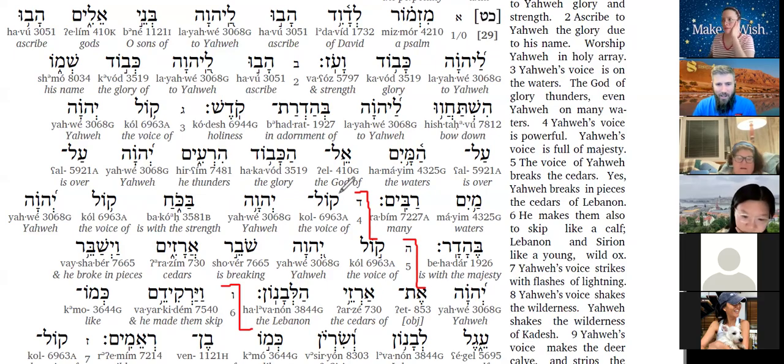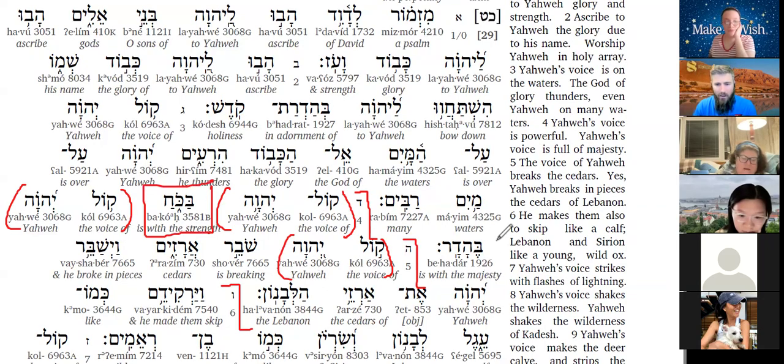And do we have stair-step or staircase parallelism here? Yes. Kol Adonai, Kol Adonai. Let's just continue to call it staircase. The first element that's added is bakoach. The next one, behadar. And then the next part seems to be broken up into two parts, right? Shover arazim, vaishaber Adonai et arze halevanon.